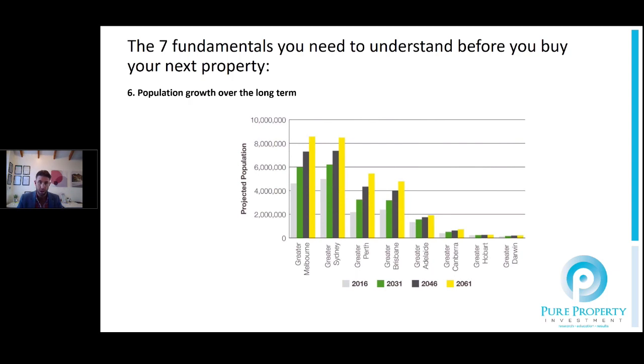So what we see in this graph, and I'll just speak to it briefly, is Greater Melbourne and Greater Sydney in particular, with grey being 2016 and green being 2031, and onwards. I'm not going to labour on those points, but we can see good steady growth projected for each one of those, effectively doubling the total population in the next 40 odd years. Now, this is obviously projections, and projections are projections, and I take them with a grain of salt.